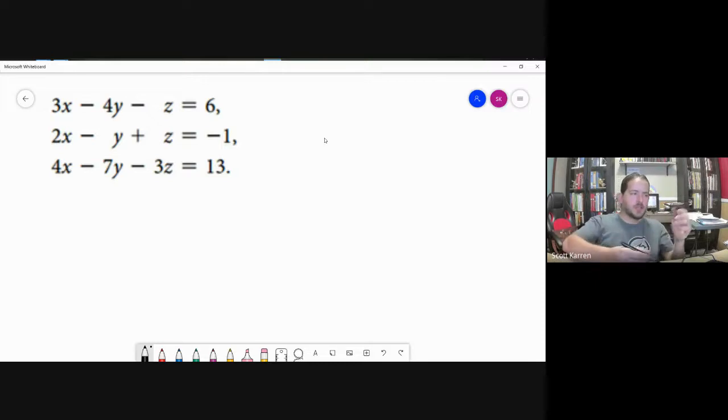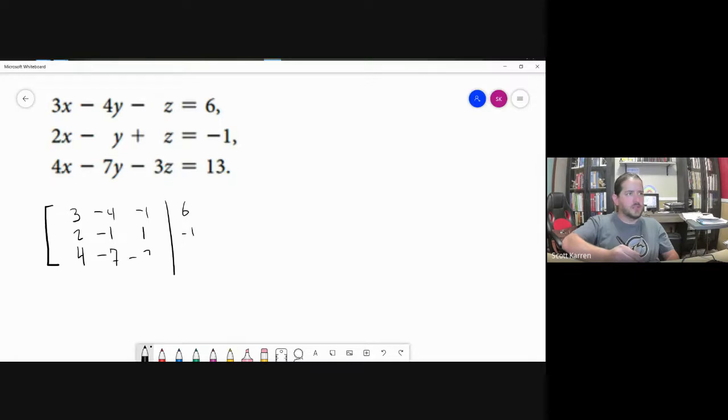But again, first and foremost, I'm going to write this as a matrix. And so if my pen will catch up here, I have 3, -4, -1, and 6 in my first row. 2, -1, 1, and -1. 4, -7, -3, and 13. Okay.